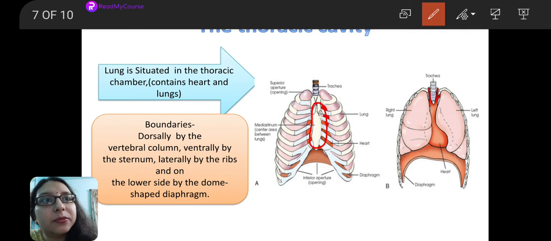This is the sternum, right? What do we have at the back? At the back, we have the vertebral column, spinal cord, right? Then at the sides, we have the rib cage. So the lungs are actually enclosed in a cage-like structure mainly formed by the ribs at the side, in front by the sternum, and at the back we have the vertebral column. So this is a whole caged structure inside which the lungs are present.